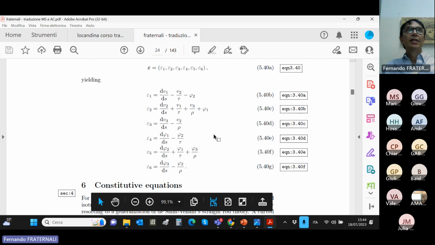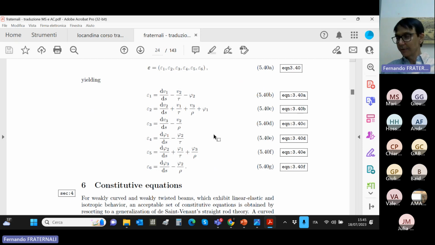And so what we have seen yesterday is that the quantities associated to the axial forces, shear forces, bending moments, and the torque are those six quantities: epsilon 1, 2, 3, 4, 5, and 6, which have more involved expressions as compared to their counterparts relative to the straight beams.